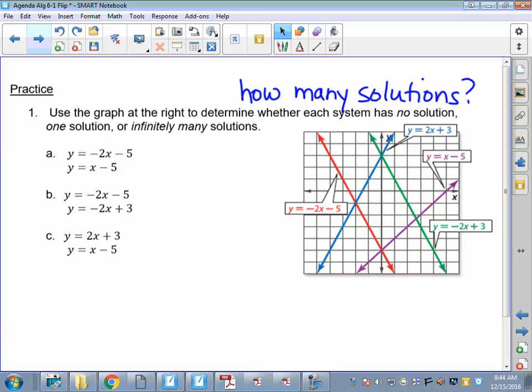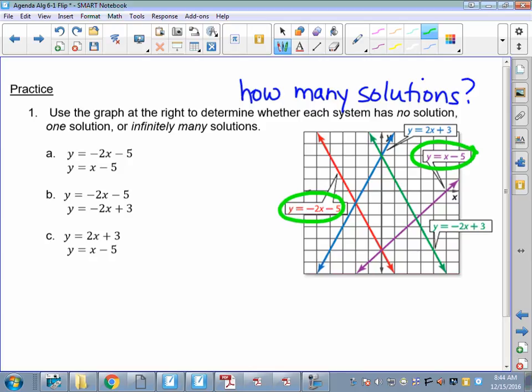All right, so number 1A. We have got y is equal to negative 2x minus 5. Well, the work's done for us over here. So right here is my negative 2x minus 5, this red line. It also asks for y equals x minus 5. Well, if my work is done, here's this purple y equals x minus 5.